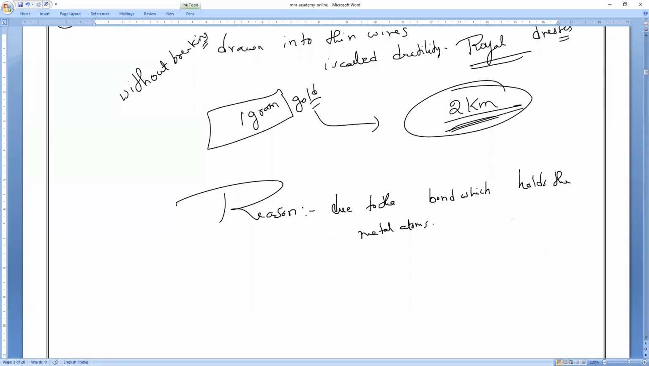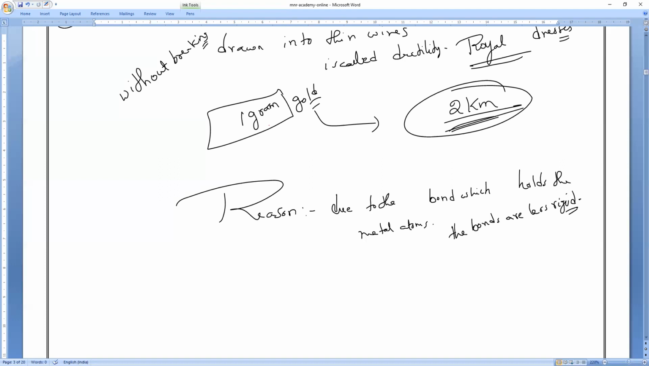Clear, guys? All of you? The bonds are less rigid. What do you mean by rigid? Like stiffness. If they are rigid in nature, they will break. They won't be shaped into sheets as well as wires. So that is the reason the metal atoms change their positions easily, and because of the application of force, they can be drawn into thin wires as well as thin sheets.